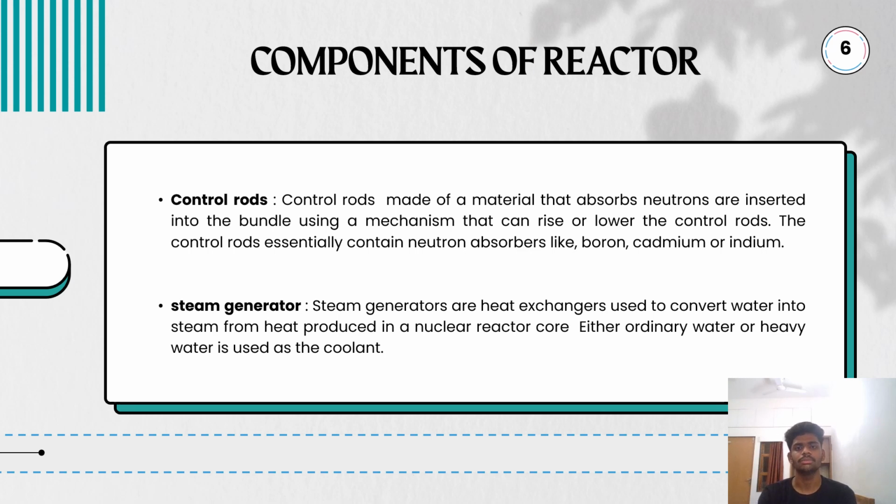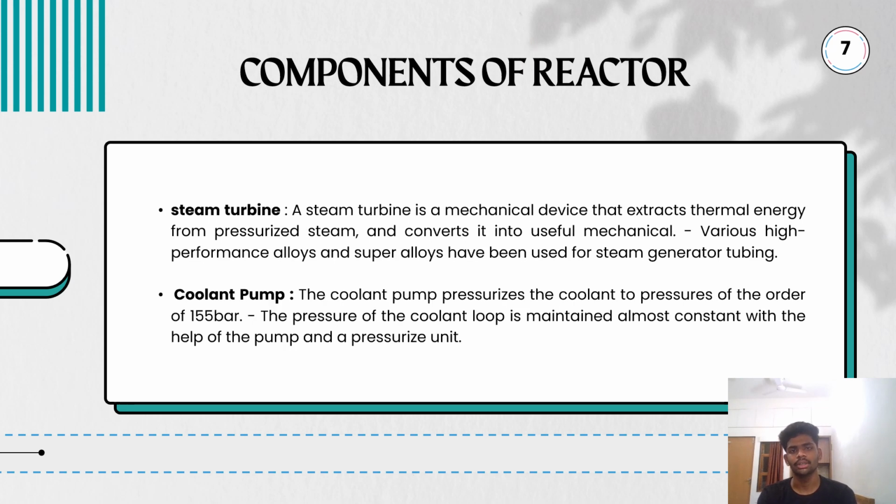Now, steam generator. Steam generators are heat exchangers used to convert water into steam from heat produced in a nuclear reactor core. Either ordinary water or heavy water is used as a coolant. Now, steam turbine. A steam turbine is a mechanical device that extracts thermal energy from pressurized steam and converts it into useful mechanical work. Various high performance alloys and super alloys have been used for steam turbines. Coolant pump. The coolant pump pressurizes the coolant to a pressure of the order of 155 bar. The pressure of the coolant loop is maintained almost constant with the help of the pump and pressurizer unit.